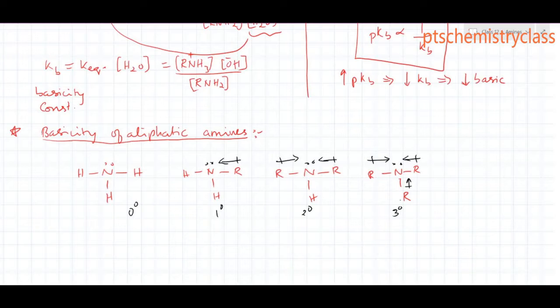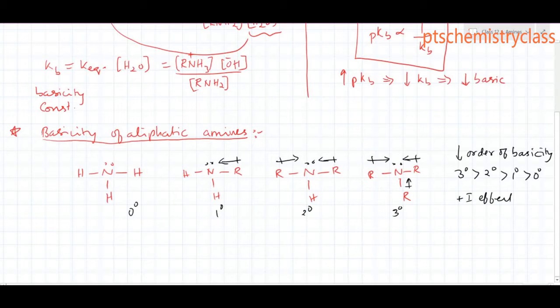Okay, so it's obvious. Only something which is rich can donate better. Therefore, the order of basicity, in decreasing order, will be tertiary, secondary, primary, and 0 degree. This is due to the plus I effect of the alkyl groups. This is how you will have the basic character of the amines based on this for aliphatic amines.